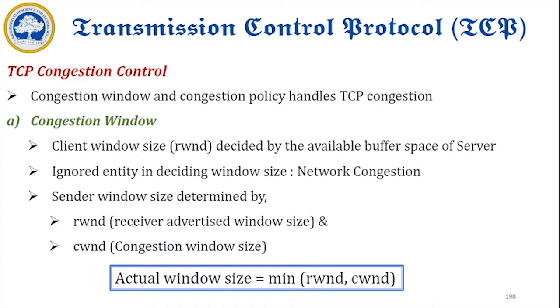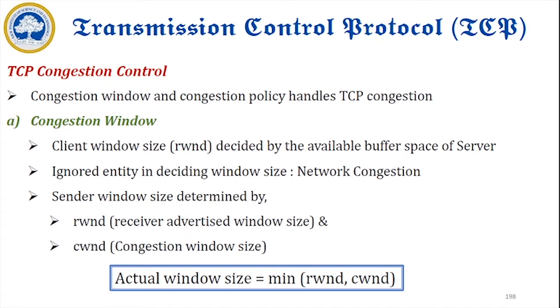What is meant by the congestion window? We have already seen about flow control, and how flow control is done in TCP. The sender's window size is determined by the receiver. Based on the available buffer space on the receiver side, the window size of the sender will be decided. There we haven't considered anything about the network.